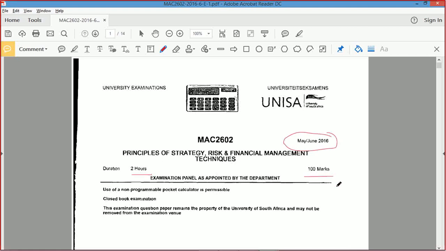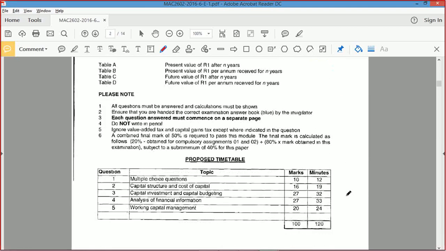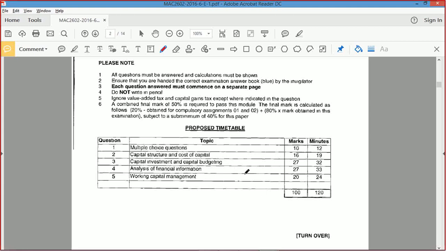It's a 2-hour paper, out of 100 marks. So I'd be looking for easier sections that I could do without too much hassle, and to build confidence in the exam. You also want to watch your time, because there are 5 questions to get through, and you need to stick to the time allocation. You've got 12 minutes for the multiple choice, 19 for question 2, and 24 minutes for the other questions.